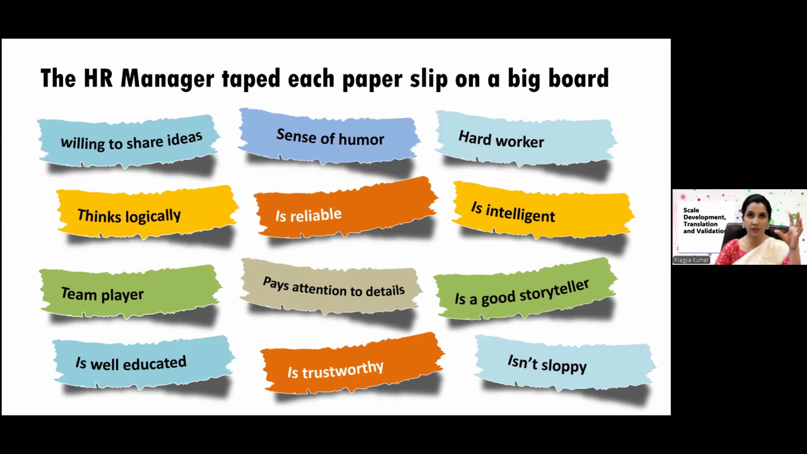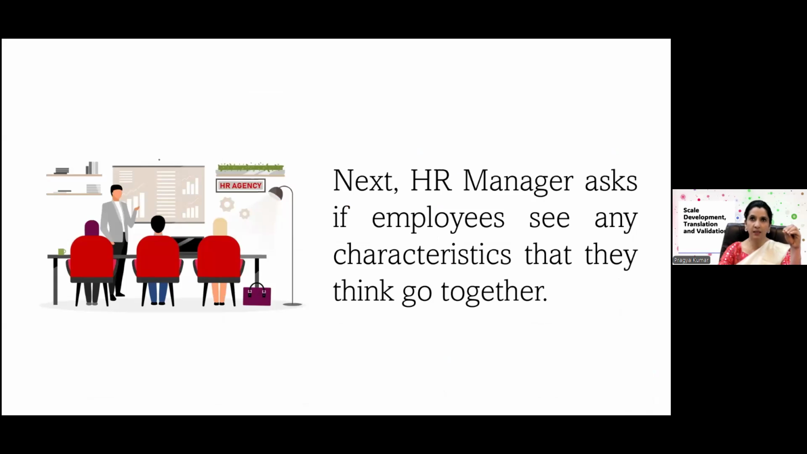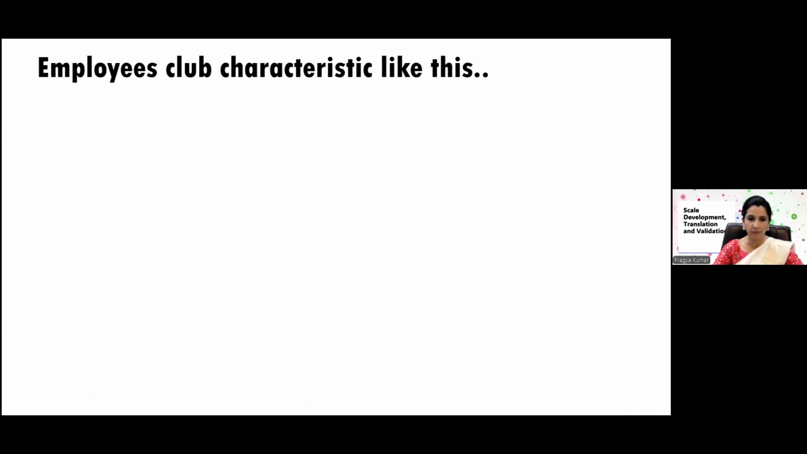So maybe these were the chits what people have written, and the HR manager has clipped all these papers on a big board. Now the HR manager asks their employee to see if any characteristics that they think should go together, like grouping of something, because ultimately they have to give a name of that broader construct. So employee clubbed the characteristics like this.